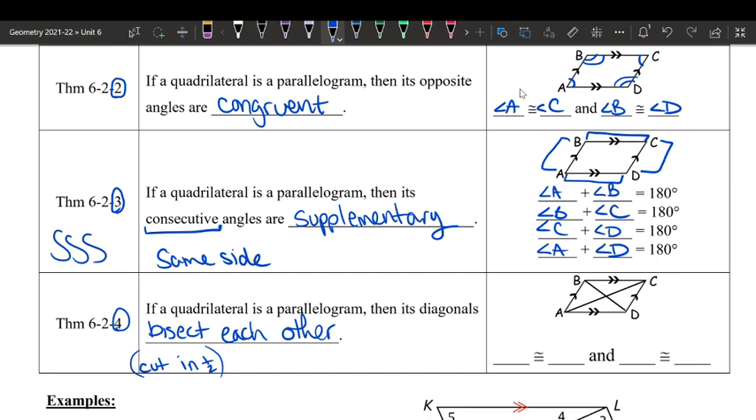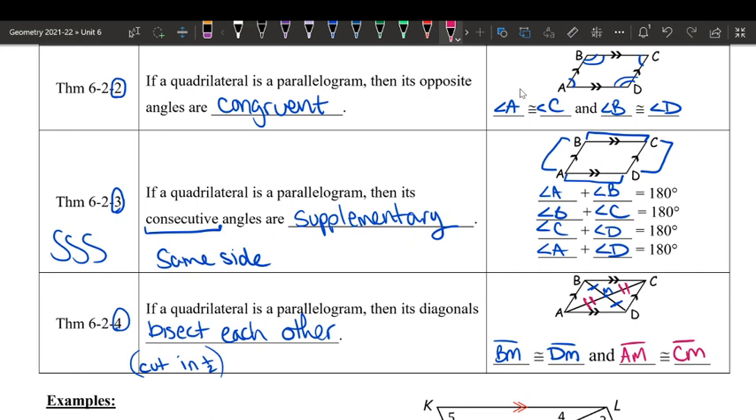So looking at the picture, we know that this diagonal is cut in half. So I really need to name the middle piece. I'm going to call it M in the middle. So I know that segment BM is the same length as DM. And then I know the same thing about the other diagonal: AM is the same length as CM.